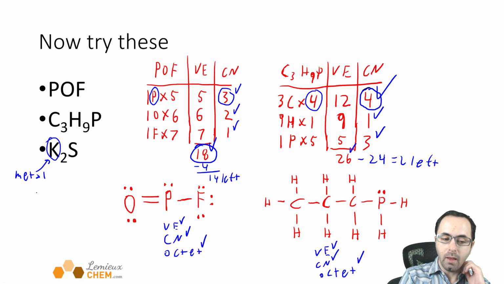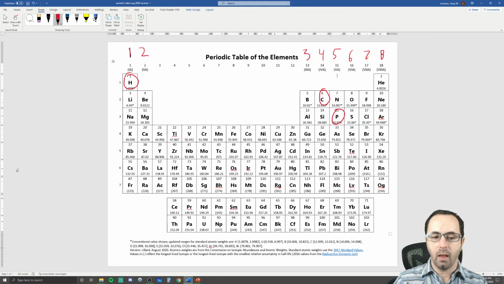If we start with potassium, potassium is group 1 here. It has 1 dot. We've got 2 of them, each with 1 dot. Then sulfur. Sulfur is group 7. Or sorry, group 6 rather. So 6 dots just to show you here. Potassium, group 1. Sulfur, group 6.